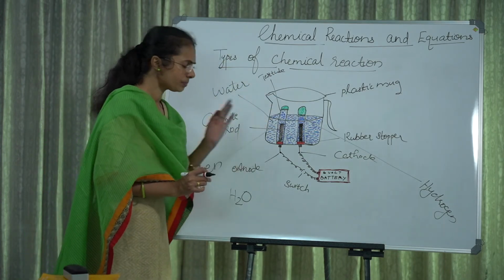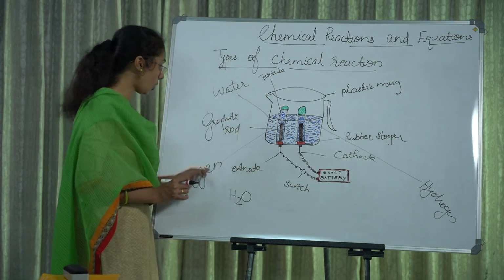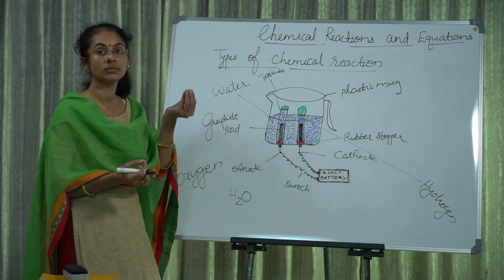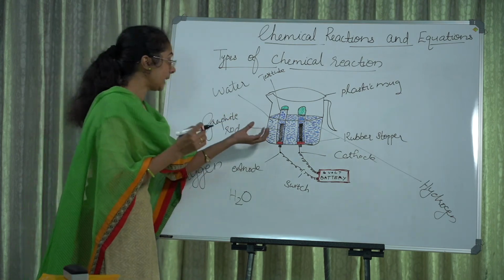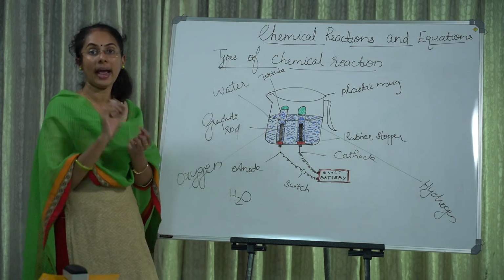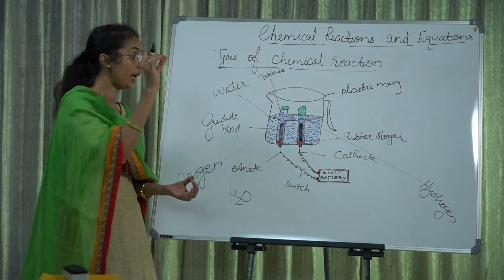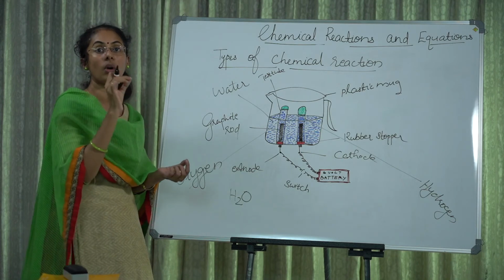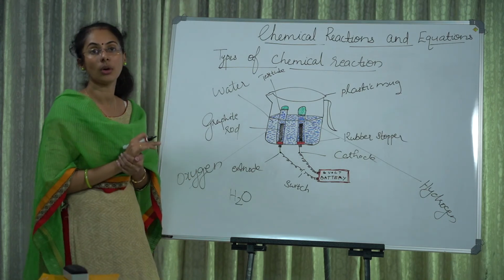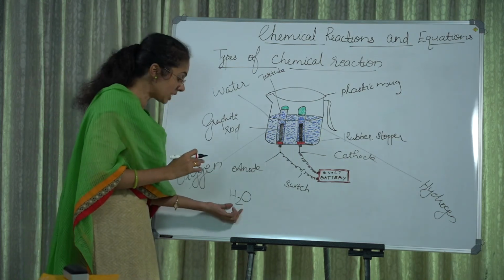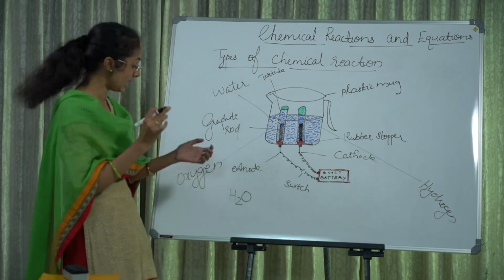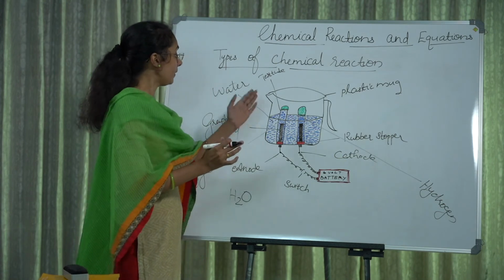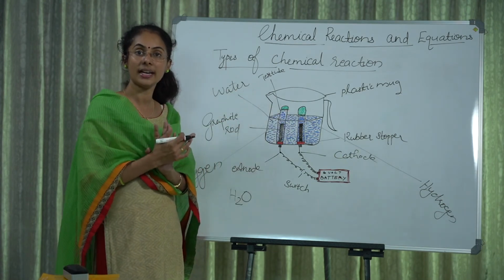How can we verify the presence of oxygen and hydrogen in these test tubes? Take the test tube and show a flame to the mouth of the test tube. Then H2O on electrolysis decomposes to form hydrogen and oxygen. These bubbles represent hydrogen and oxygen.